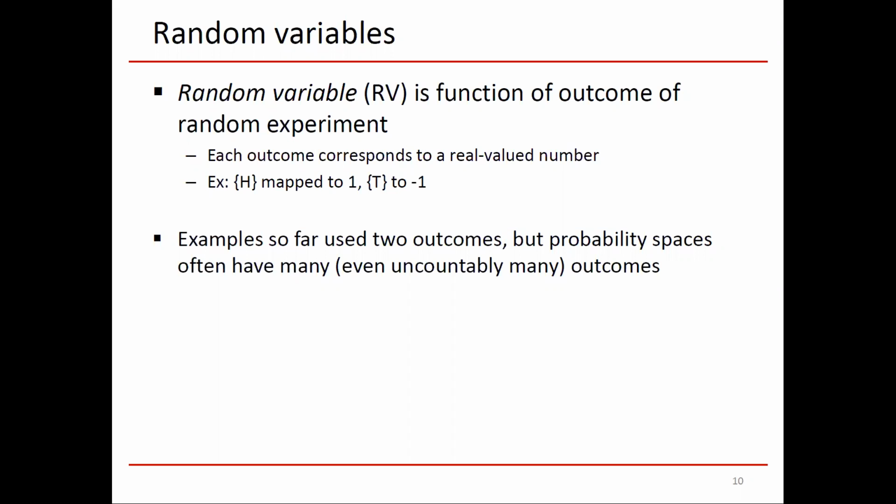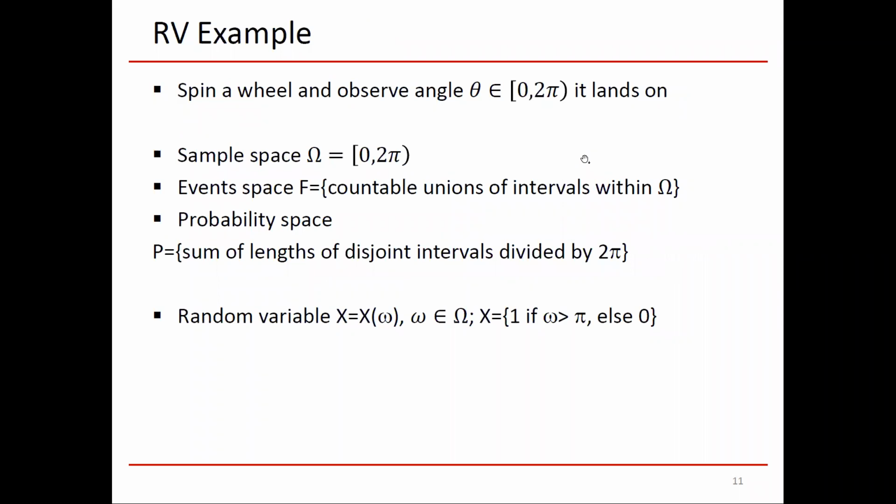Now, that example is looking at two outcomes, and the example that you worked out with tossing a die has 6 different outcomes, but probability spaces often have lots of outcomes, even uncountably many outcomes. So we'll gradually work ourselves through more interesting examples. So here's an example of a random variable. We'll spin a wheel and we'll observe an angle theta that's between 0 and 2 pi. And we want to see where it lands.